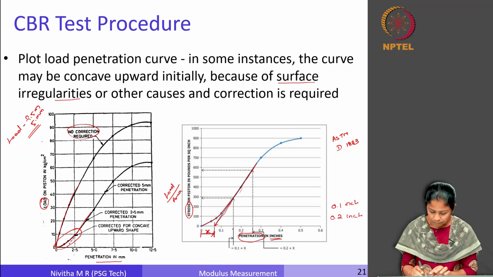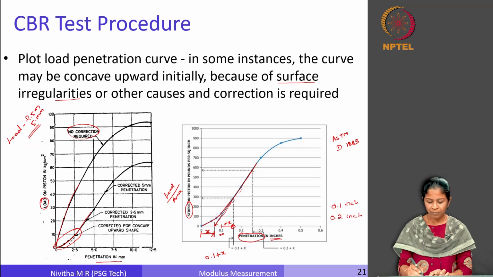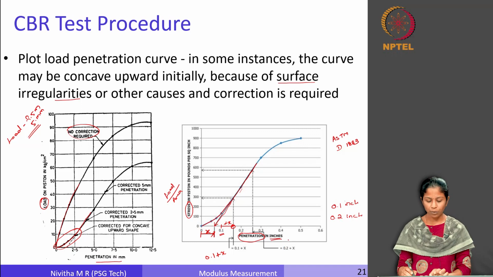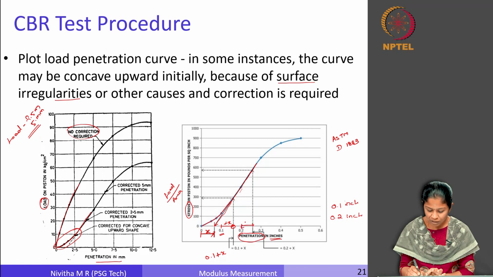Now, this is the original 0.1. I am going to add this x to it, 0.1 plus x, which is nothing but this point. So, 0.1 plus x gives me the new position for 0.1. At this point I have to record the stress or load value. Similarly, for the next one, this is the original 0.2, and I offset it by a distance of x.